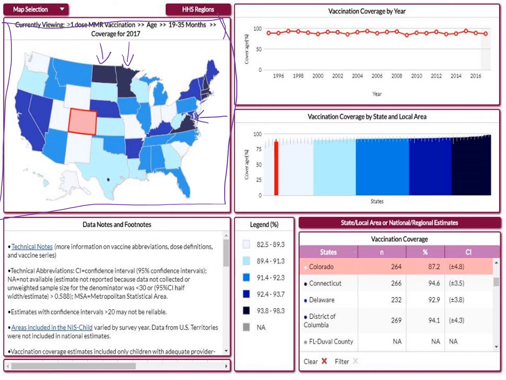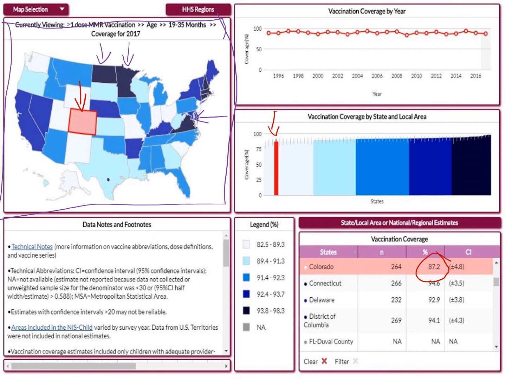And then we get to the land of the free and the home of the brave. So Colorado is not super good at MMR coverage. Here's where we are down. We're almost dead last. We're like second or third from last place when it comes to vaccine coverage. Only 87% of kids between 19 to 35 months old have their first MMR vaccine.